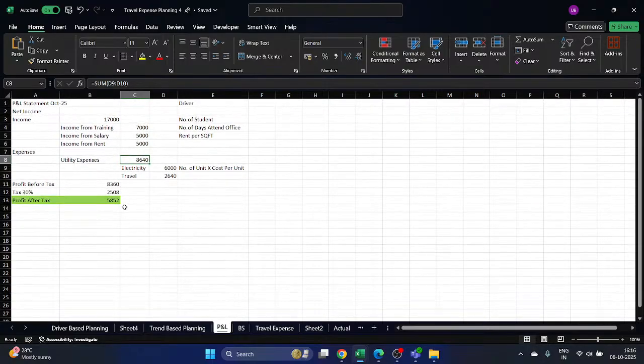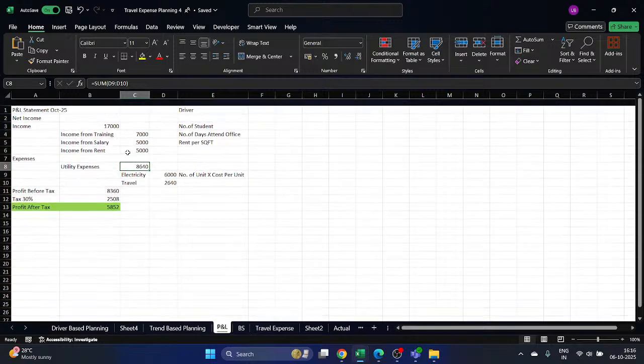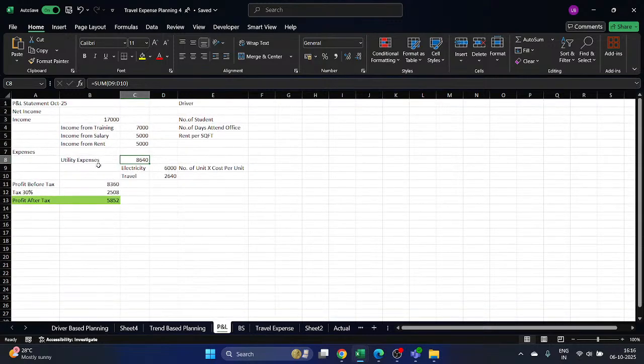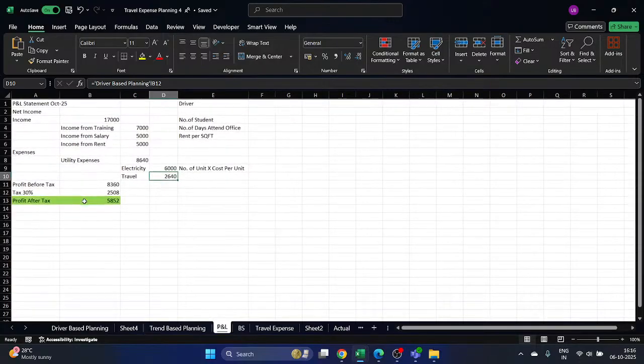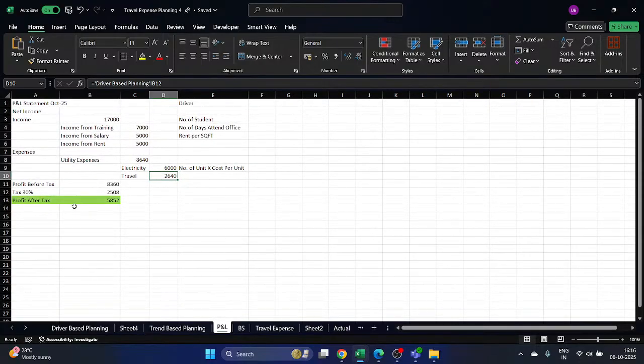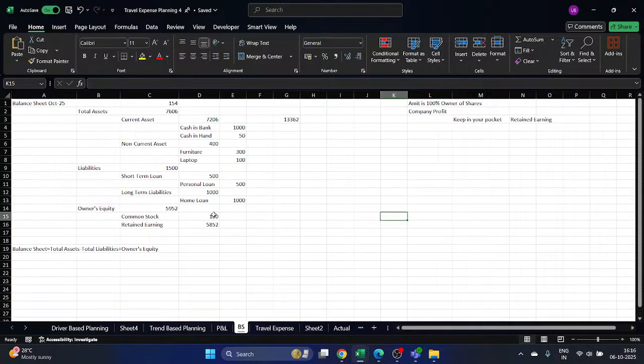So this is the actual calculation, which depends on our travel expense. Here it is 2640, and if it were quite different, then our actual profit after tax would be easily affected by it, totally affected by it.